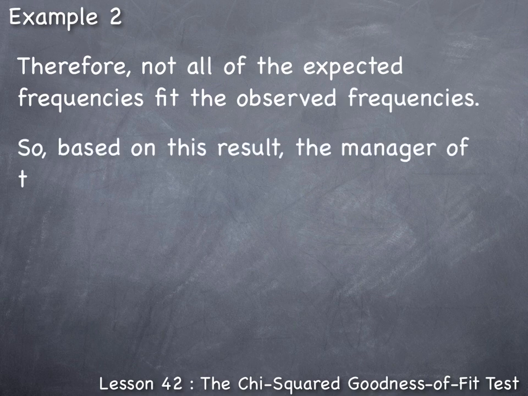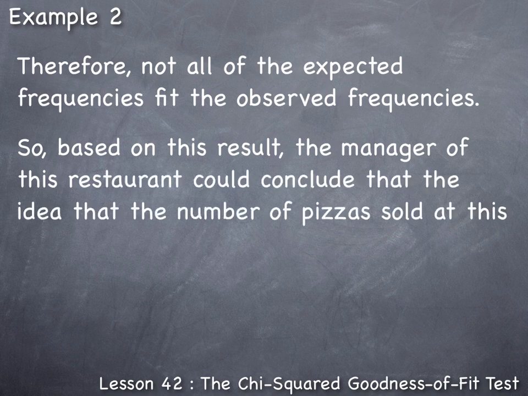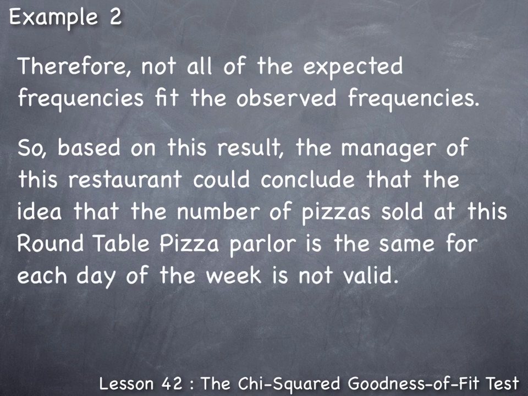So, based on this result, the manager of this restaurant could conclude that the idea that the number of pizzas sold at this Round Table Pizza Parlor is the same for each day of the week is not valid. Now, the result of the hypothesis testing procedure only leads us to the conclusion that the number of pizzas sold at this Round Table Pizza Parlor is not the same for each day of the week. To see how they're not the same, we need to look inside the data.